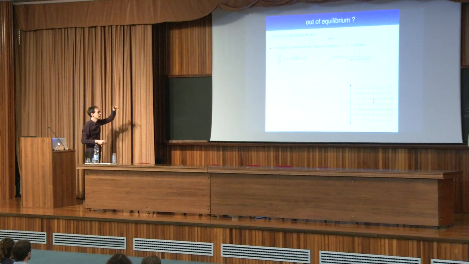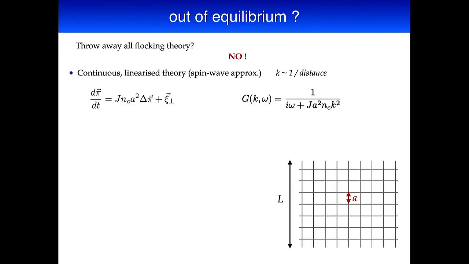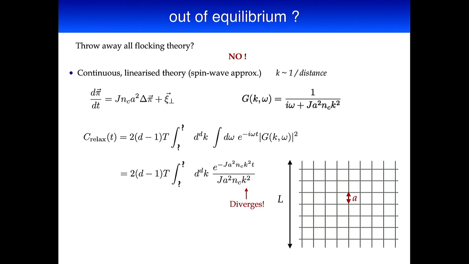To see this, it's useful to take a Vicsek-like model and put it on a square lattice like this. So forget about the neighbor exchanges, because I already said that it's slow compared to the other time scales. Let's assume that all our birds are on a regular lattice. In that case, you can take a continuous limit in which this pi, which is, remember, the fluctuation with respect to the main direction, is driven by this equation. And we can go in Fourier space and write the so-called Green's function that describes the fluctuations of this. And from that, you can write an equation for the relaxation autocorrelation function, which takes this form in the end.